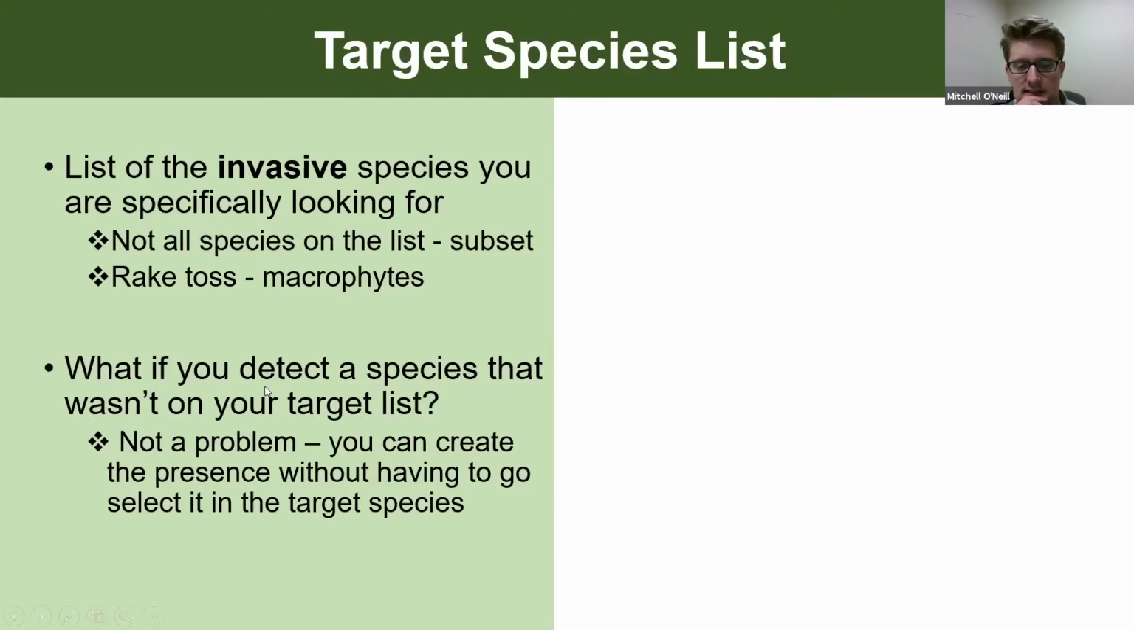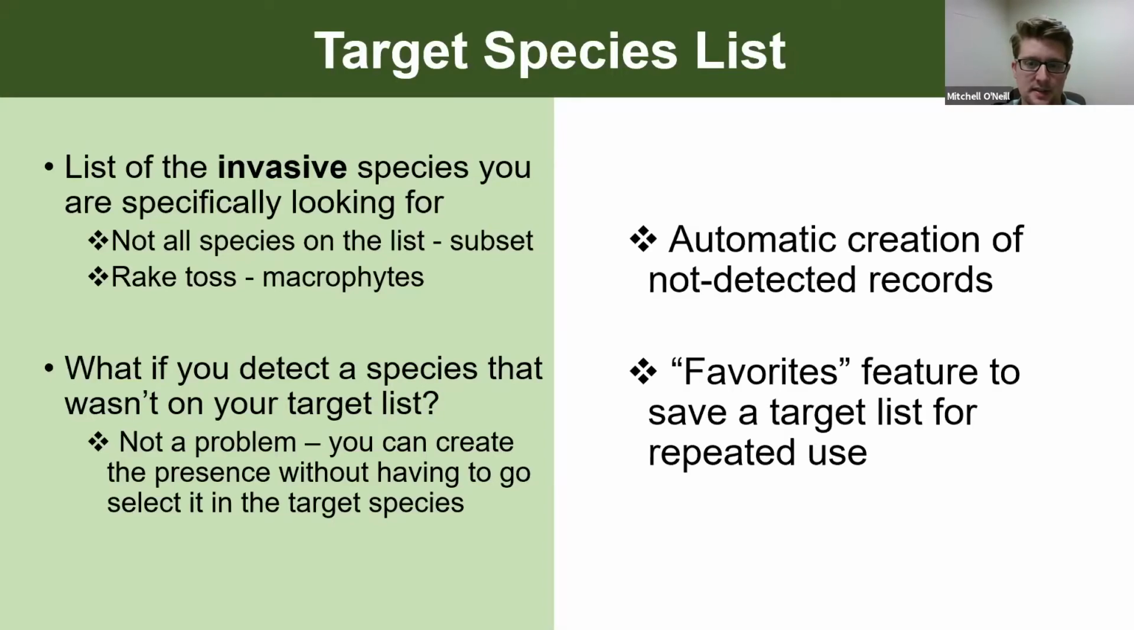And so say you had 5 species on your target species list, but then you noticed this other species and it turned out to be an invasive species you were not familiar with. That's not a problem. You don't have to go back and update your target species list. You can record species that were not originally on that target species list. Really, the only reason for that target species list is to create not detected records for anything on that list that you did not detect.